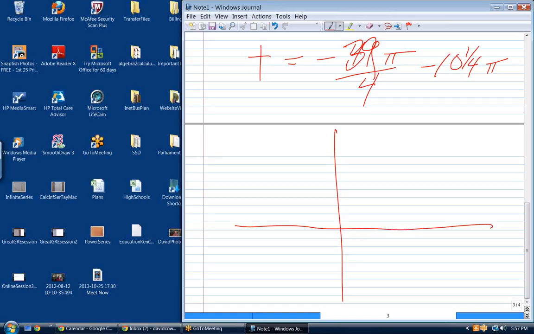4 goes in 9 times, leaving 3 pi over 4. Remember, you have to take out multiples of 2 pi. So you go around, so it'd be 8 pi then. You go around 4 times. And then you'd have 3 pi over 4, so you'd have 7 pi over 4 left over.